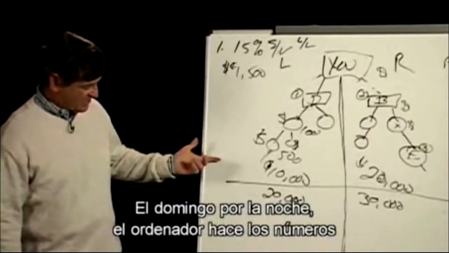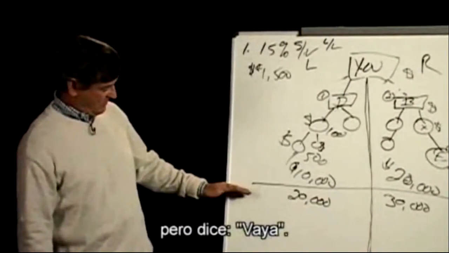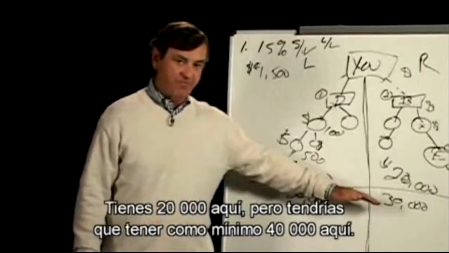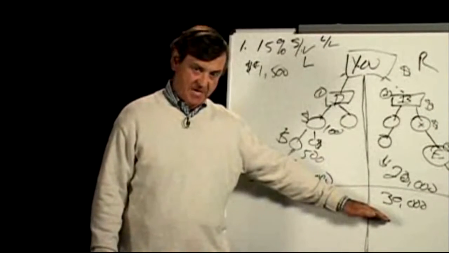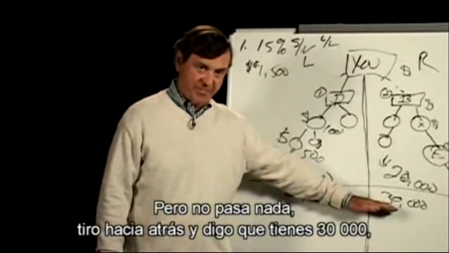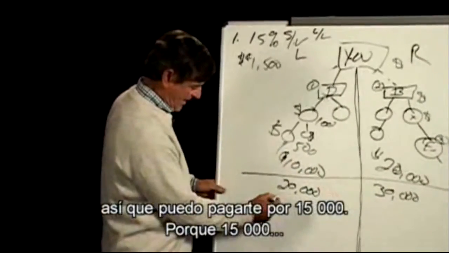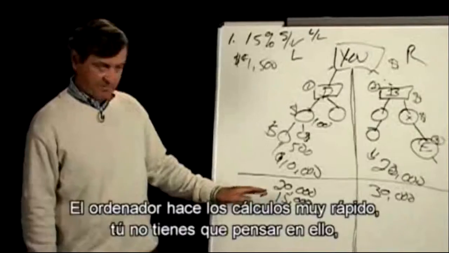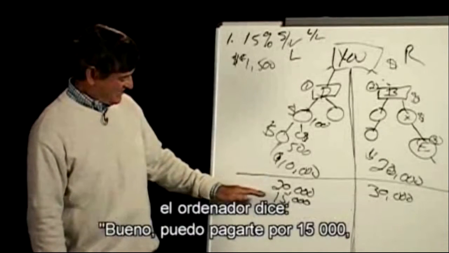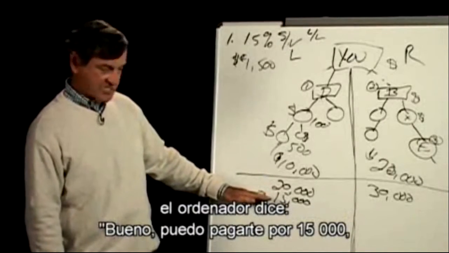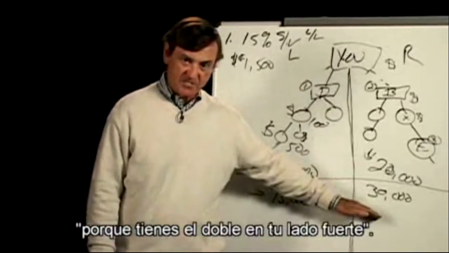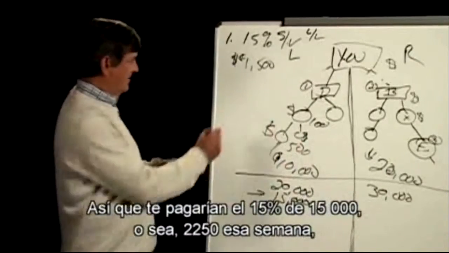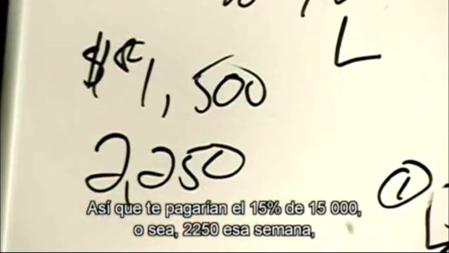Well, Sunday night, the computer adds it up, does the math, but it says, whoa, you've got 20,000 here, but to be in strict compliance, you'd have to have 40,000 here. But that's okay, it just works backwards and says, well, you've got 30, so I can pay you on 15,000. The computer does this pretty fast, you don't have to think about it. The computer says, okay, 15,000 is a number I can pay you on because you've got twice as much in the strong leg. So you would be paid 15% of 15,000, or $2,250 for the week.